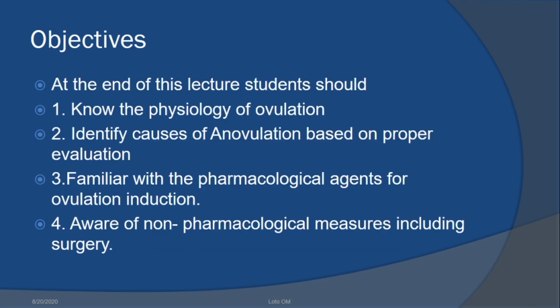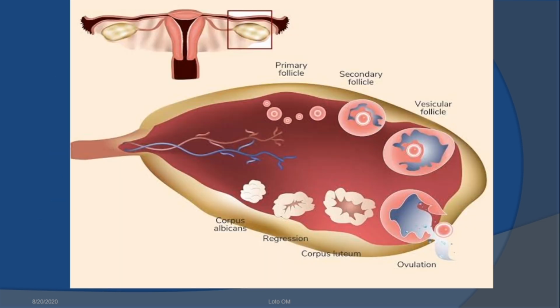The objective of this lecture is such that the student should be able to know the physiology of ovulation, identify causes of anovulation based on proper evaluation, be familiar with the pharmacological agents for ovulation induction, and also be aware of the non-pharmacological measures, including surgery.